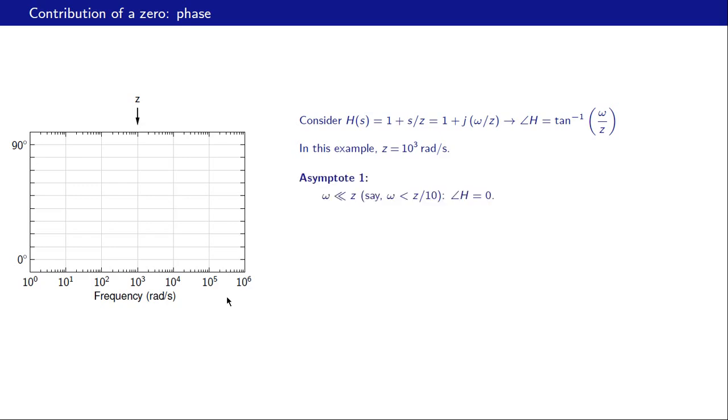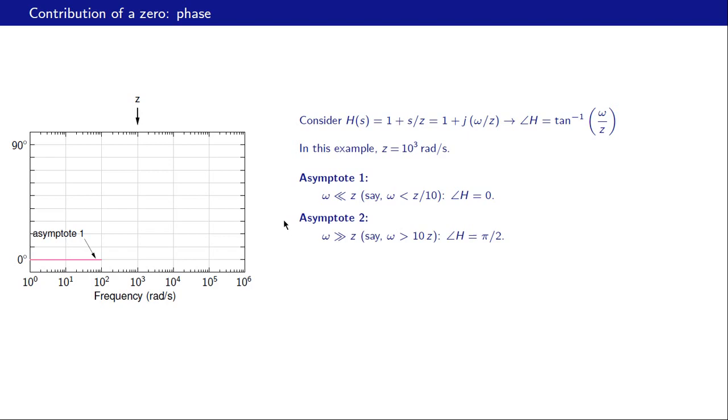Alright, now let us start with asymptote 1, which corresponds to omega much smaller than z, say omega 10 times smaller than z. In this case, this is our z, 10 raised to 3, so z by 10 is here, so we are talking about this region here. What is angle of H in this case? So this is tan inverse 0.1 or smaller, and we will approximate that as 0. So that is our first asymptote. The phase is 0 up to z by 10, that is 10 raised to 2 radians per second.